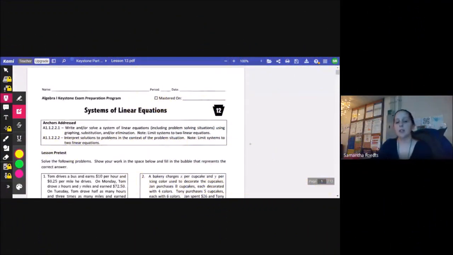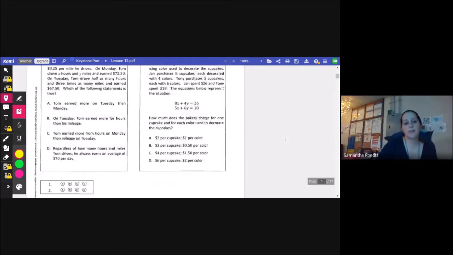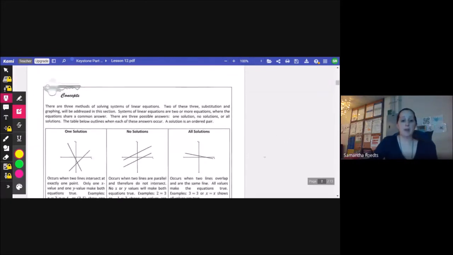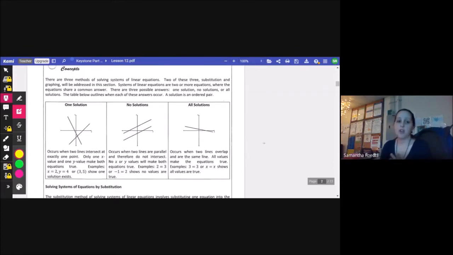All right, this is lesson 12, systems of linear equations. There are three methods of solving systems of linear equations. Two of these three, substitution and graphing, will be addressed in this section.